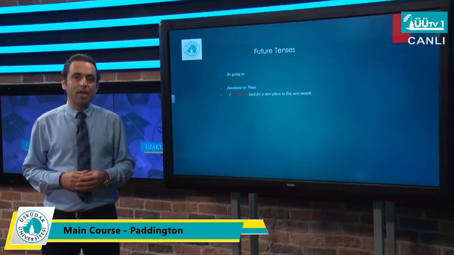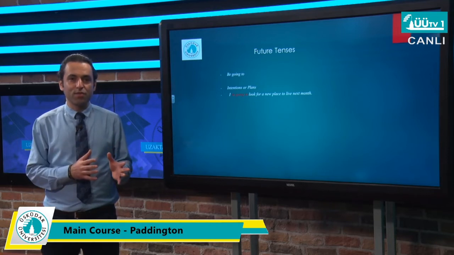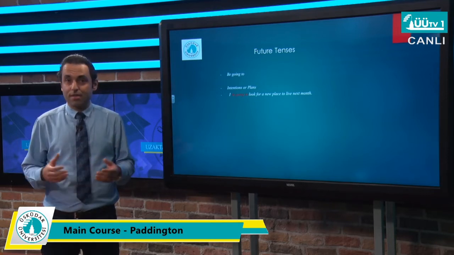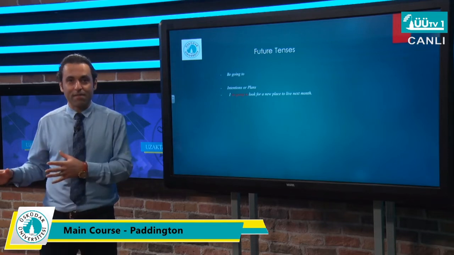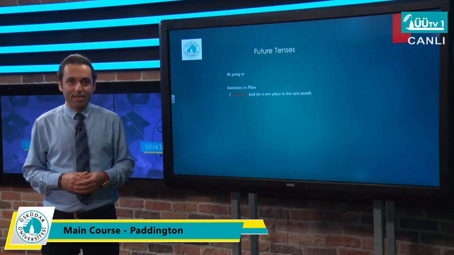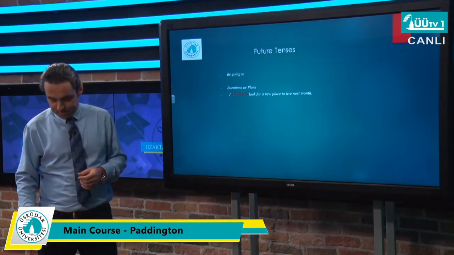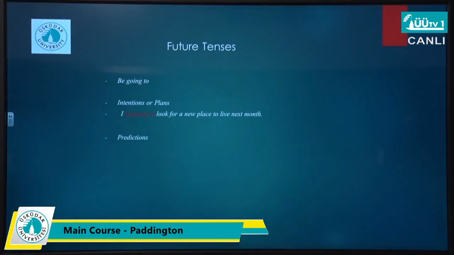So it means that I have already looked for a house. I just decided to move to that house, and there's a plan behind it. I pack everything, and next month I will go there. So there's a plan behind it, and that's why we used going to in the sentence. Next one is about prediction.